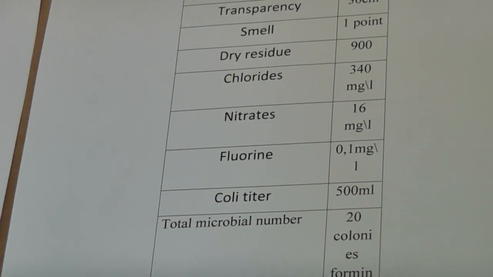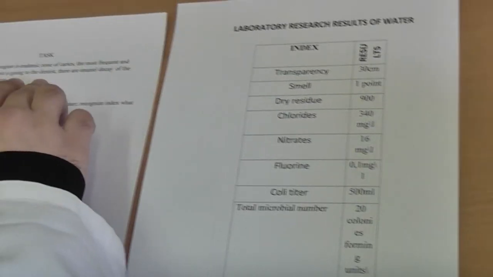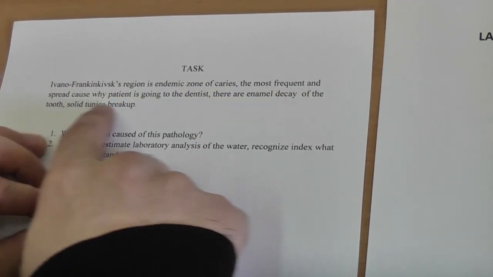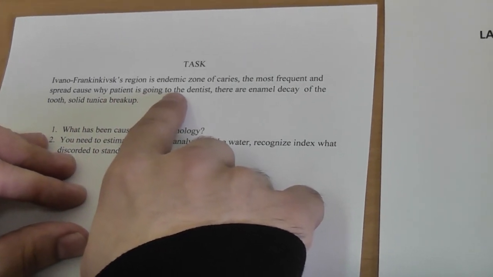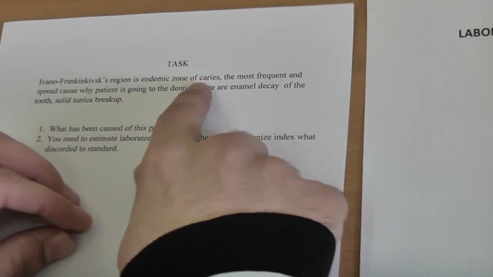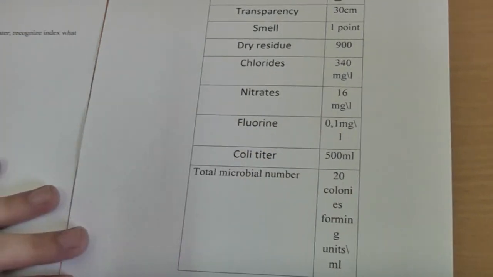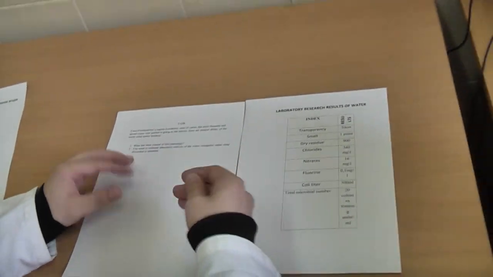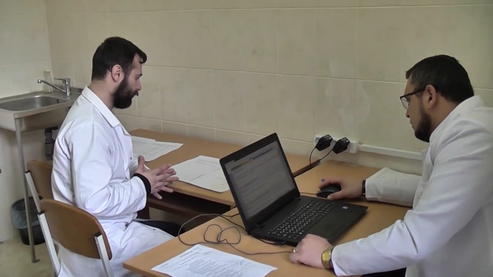I suspect one pathology like caries can be, because in this area, in Ivano-Frankivsk region, it is an endemic zone of caries. So, the cause of caries is less concentration of fluorine in the water. So, with this trouble, we must estimate the quality of water plus laboratory analysis together. So, that's all.